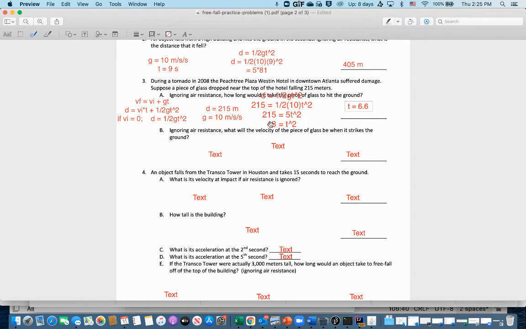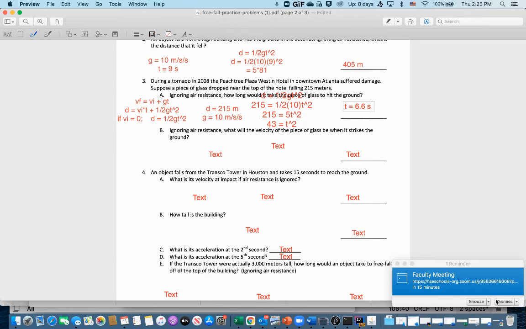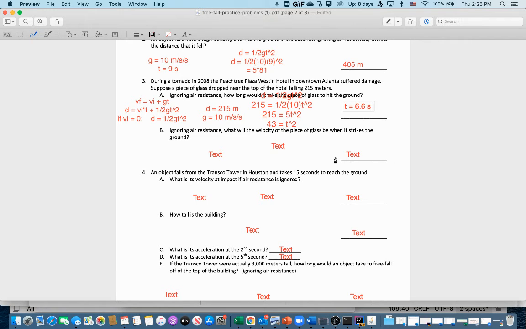And we leave units off here, but we cannot forget units down there. So I went ahead and put my units right there. Okay. So the second part of this, ignoring air, is what will the velocity be? Well, my givens are still the same, right? I still have distance is 215, G is 10. So I can go ahead and write it again. So 10 meters per second squared. I did find out, though, that my time is 6.6 seconds.